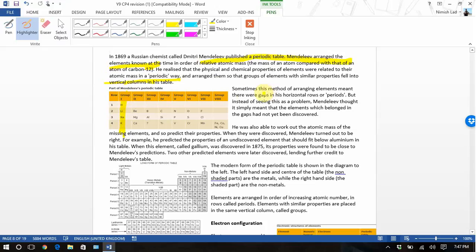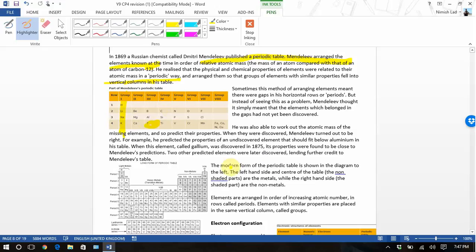Sometimes this method of arranging elements meant that there were gaps, like over here in group 3. So instead of seeing this as a problem, he thought, you know what, we just haven't found that element yet. So he was able to work out the atomic mass of the missing elements and predict their properties before they were even discovered. So when they were discovered and he was proved right, a lot of scientists started to believe what he was saying. He predicted up to 3 elements quite easily and quite quickly, and their properties.